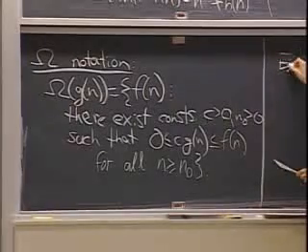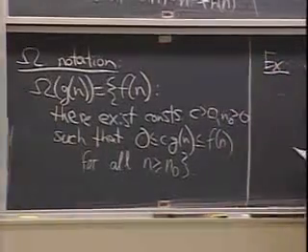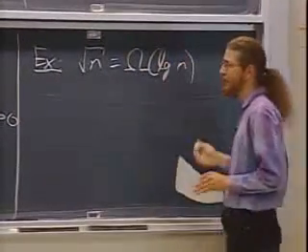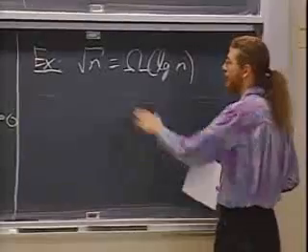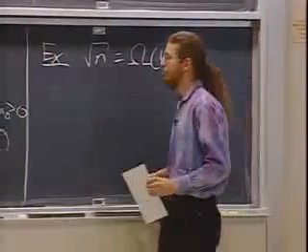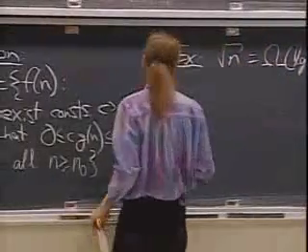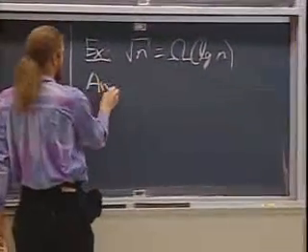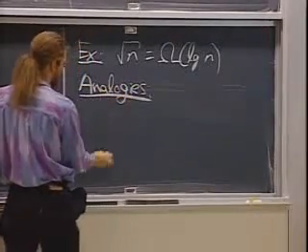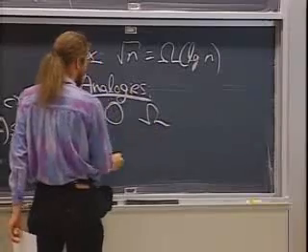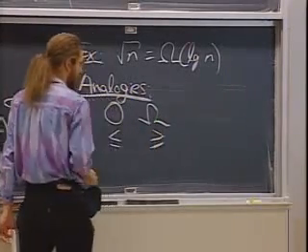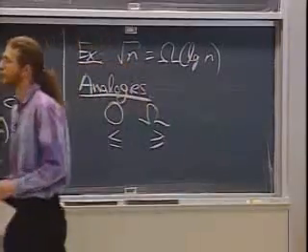So random example, and now we'll get a little bit more sophisticated. Root n is big omega of log n. And you should read this that up to constant factors, root n is at least log n for sufficiently large n. So omega sort of corresponds to greater than or equal to. So let me give you some analogies. We have big O, we have big omega. This is less than or equal to, this is greater than or equal to. And I'm going to fill in some more here in a moment.